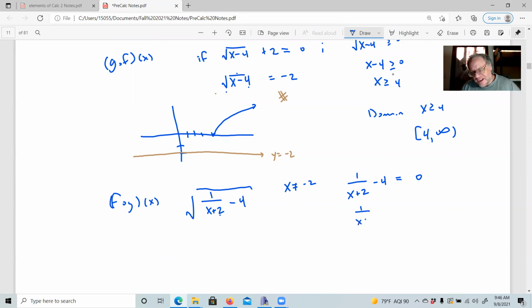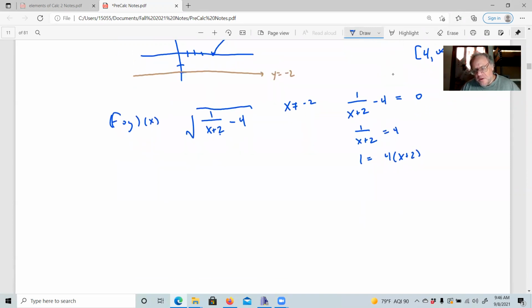So this is 1 over x plus 2 is equal to 4. 1 is equal to 4 times x plus 2. 1 is going to be 4x plus 8. Subtract 8 from both sides. So we have negative 7 is equal to 4x.